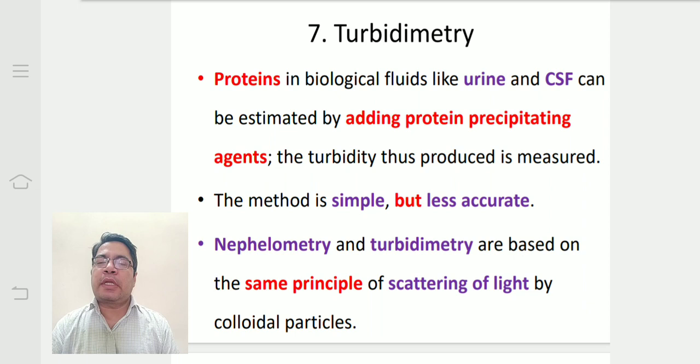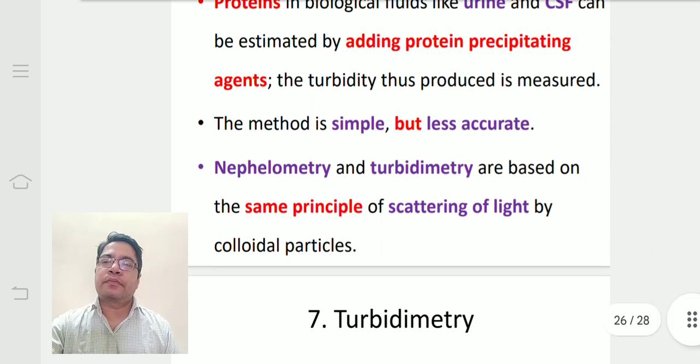The next method is turbidimetry. Proteins in biological fluids like urine and CSF can be estimated by adding protein precipitation agents. The turbidity produced is measured. The method is simple but less accurate. Nephelometry and turbidimetry are based on the same principle of scattering of light by colloidal particles.